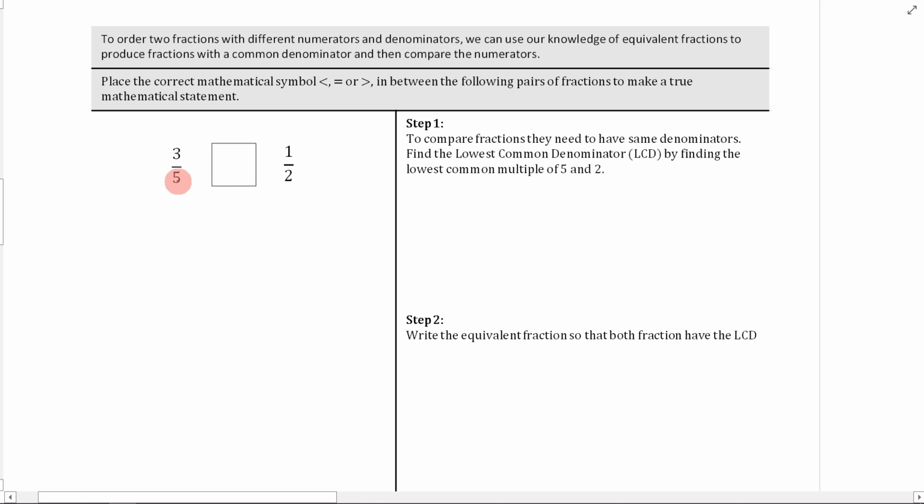So do you see here I have 5 and here I have 2? What I want to do is create equivalent fractions for each of these that have the same denominators. Now, to do that, we're going to find the lowest common denominator by finding the lowest common multiple of 5 and 2. So the lowest common denominator is simply just the lowest common multiple. It's the same thing. So what's the lowest common multiple of 5 and 2? Hopefully you can immediately recognize that it's going to be 10.